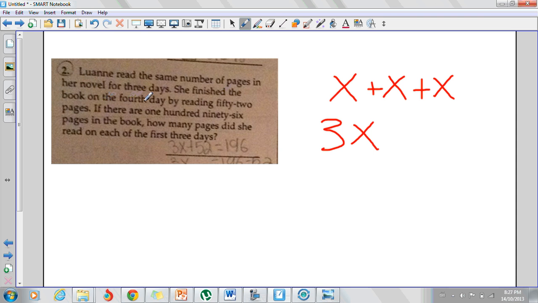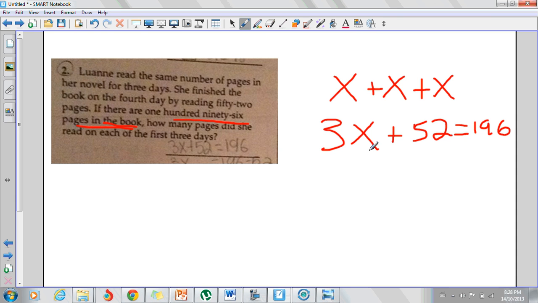She finished the book on the 4th day by reading 52 more pages. So we can add 52 more pages. We still don't know how many pages she read each day, so we let X be that, and then we just added 52 pages to it. And then it says if there are 196 pages in the book, so that is your total. Whenever you see that, you know that's your total. The total always goes on the other side of your equal sign. So let's put 196 down. Now all you have to do is solve for X.